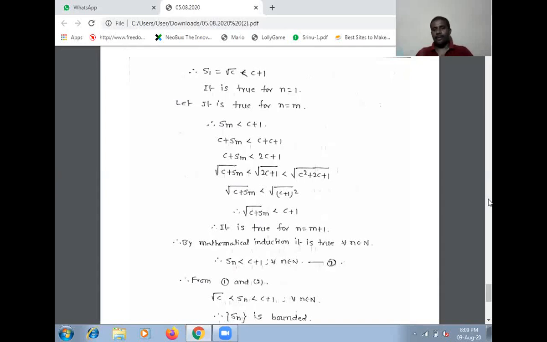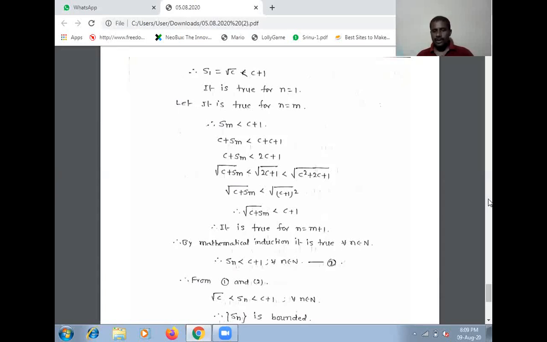So by mathematical induction, we can write Sn less than C plus 1. But already C plus 1 is the upper bound value of Sn. C plus 1 is the upper bound of Sn. So it is a bounded above sequence.